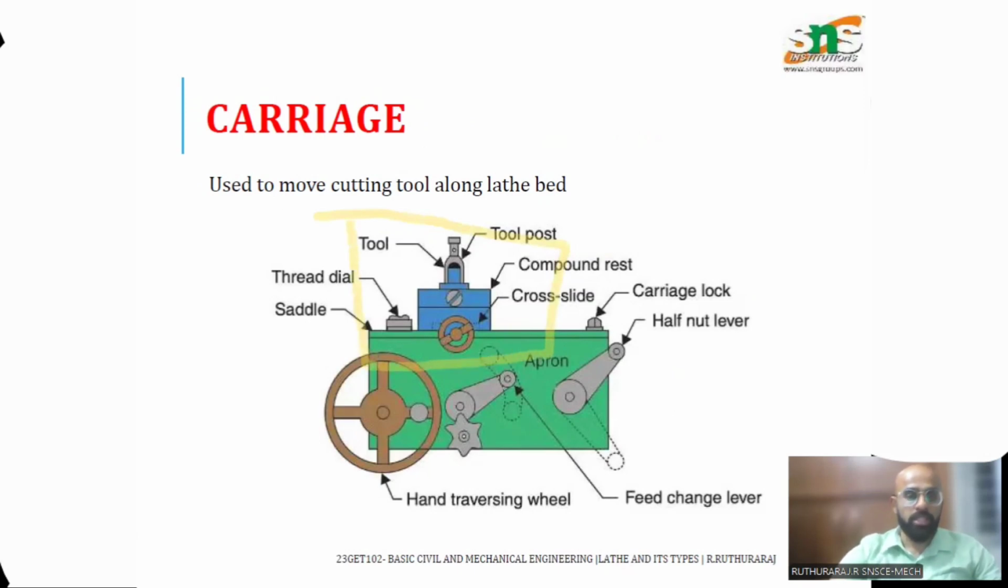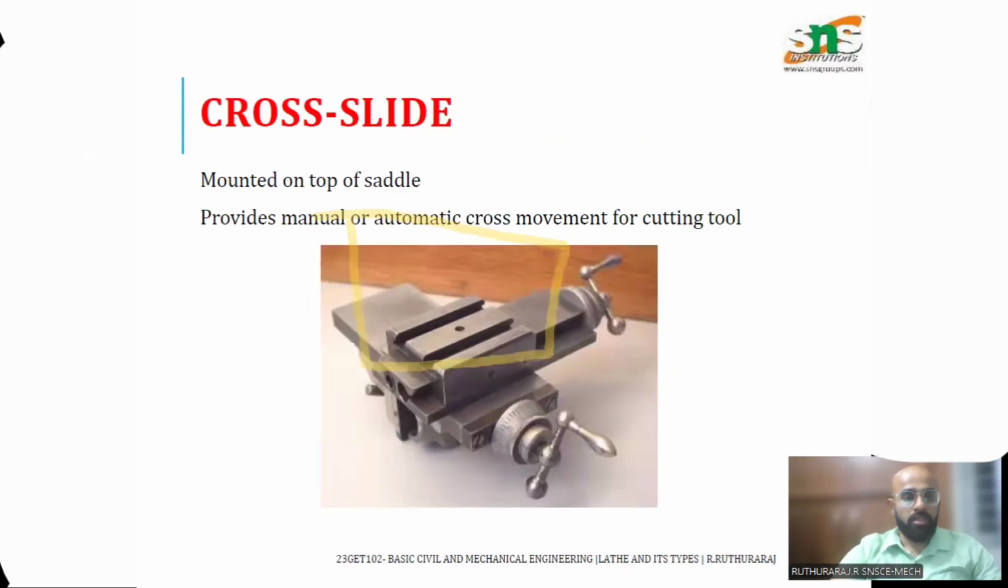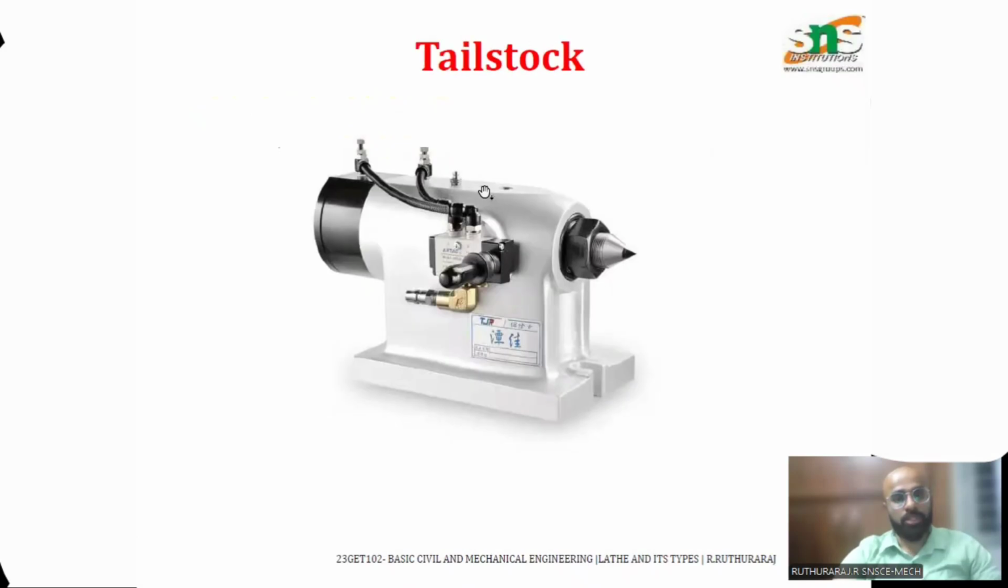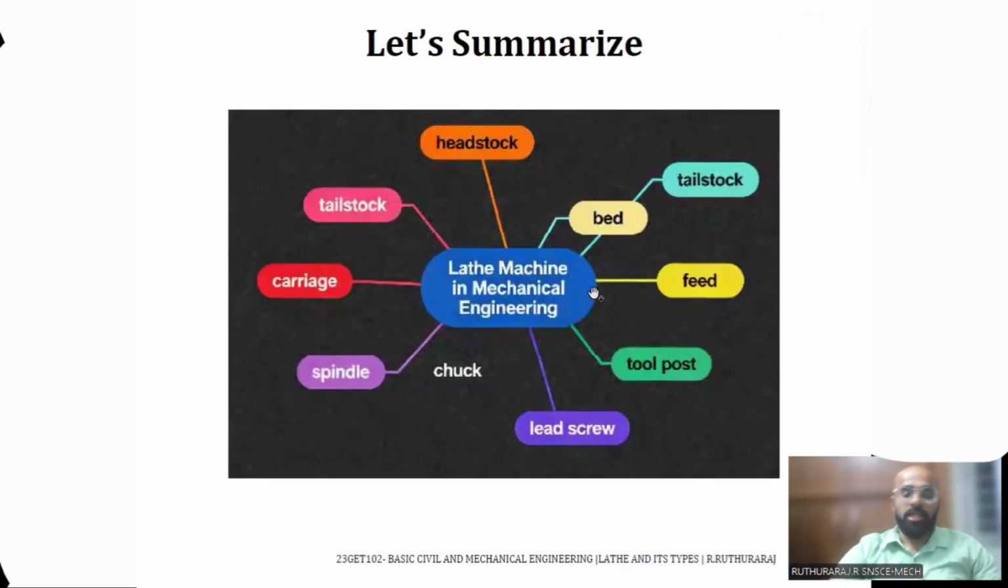If you watch closely, this setup is actually on top of the carriage. It's used for moving the tool to and fro. This entire thing is shown here. So this is a tailstock. This tailstock can be used for checking the center of the workpiece, and also it can be used to do drilling operations.